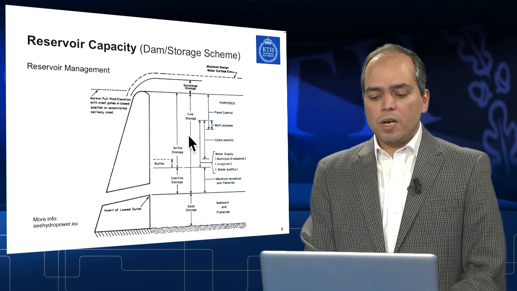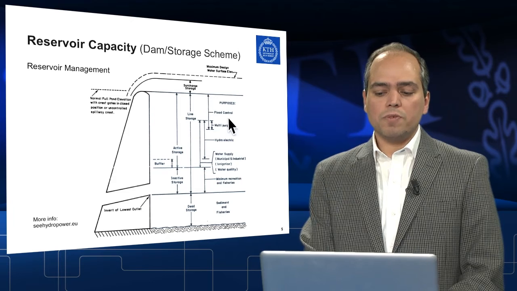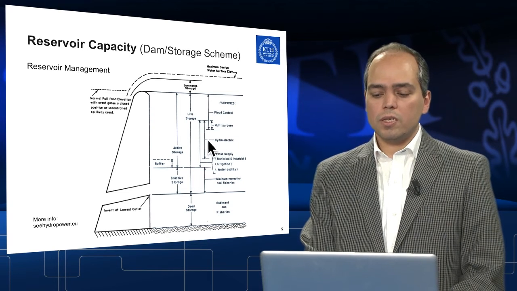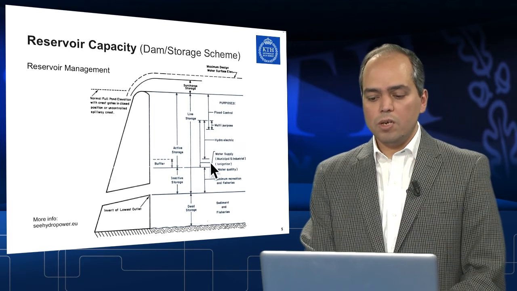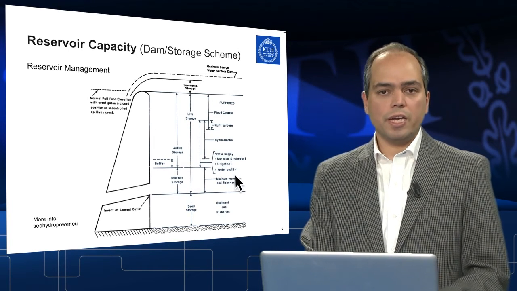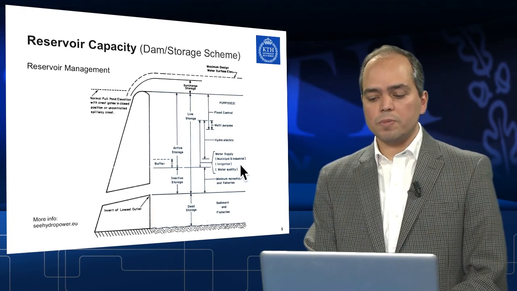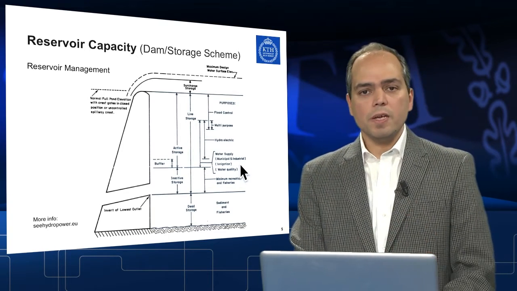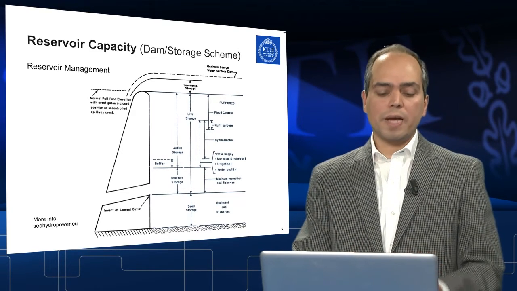So on top comes the live storage, and then the purpose could be different. It could be flood control, or hydroelectric production, or water supply, irrigation, and so on and so on. So there are different purposes for different levels. All these different options come into the control of reservoir management.